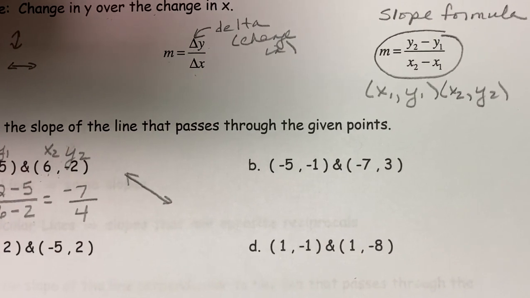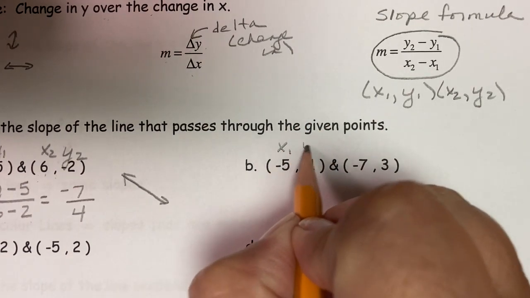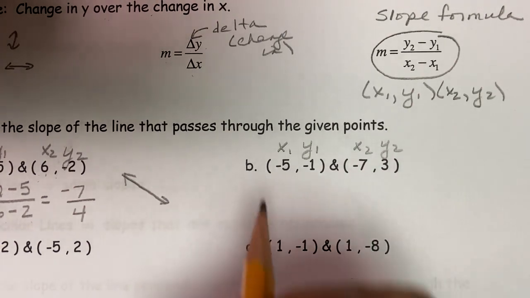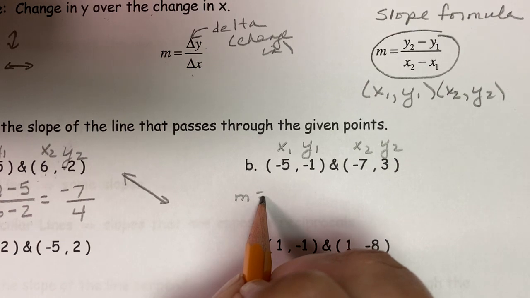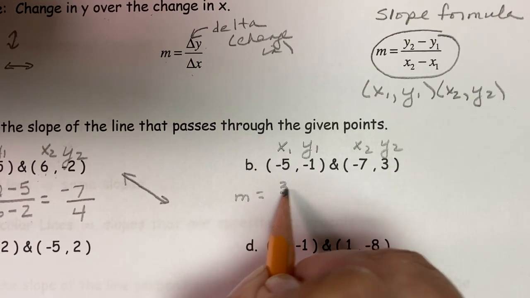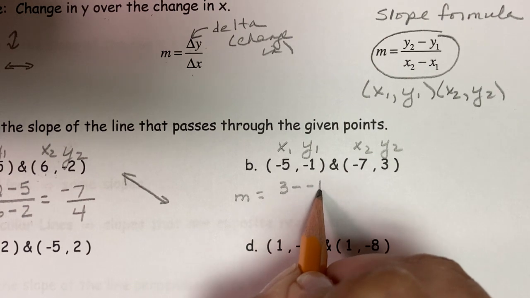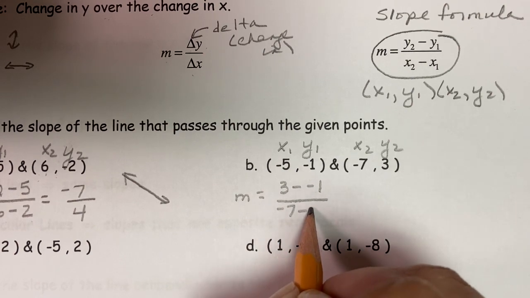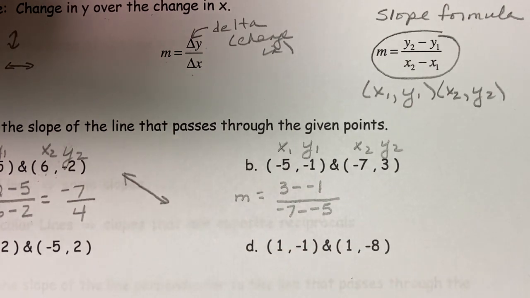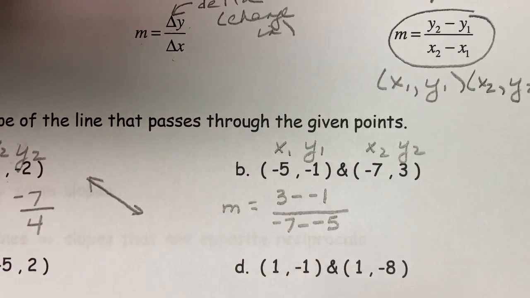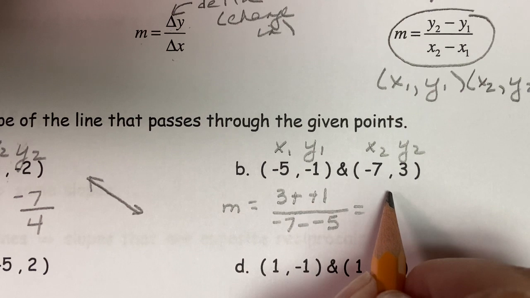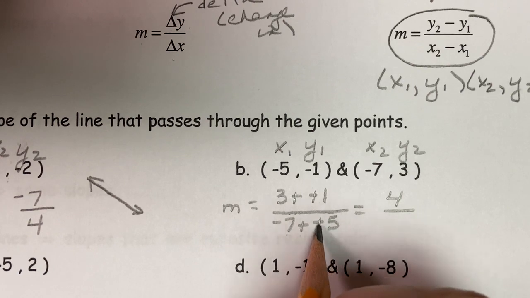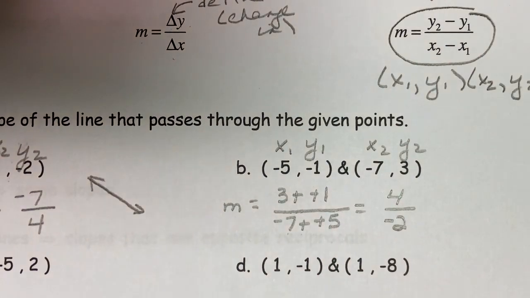All right, so let's do the same thing for B. So if this is (x1, y1), and this is (x2, y2), we're just going to plug it into my formula, which says y2, so that's 3, minus y1, which is negative 1, so watch your signs, over x2, which is negative 7, minus x1, which is negative 5. So again, watch your signs there. So 3 minus a negative 1 is actually 4, over negative 7 minus negative 5, minus a negative is plus a positive, so that's negative 2.